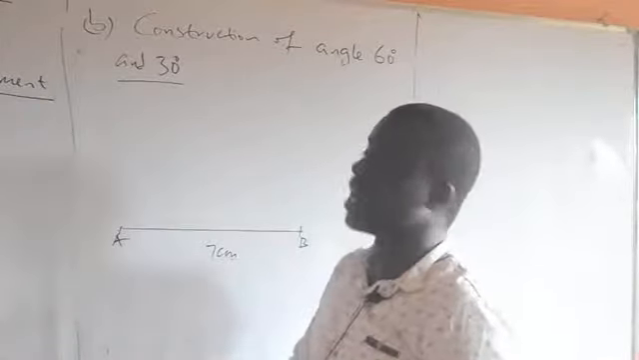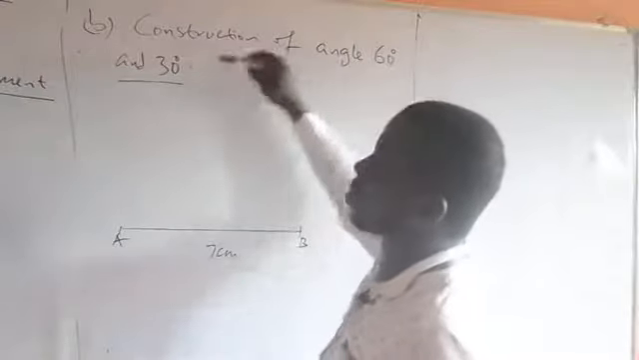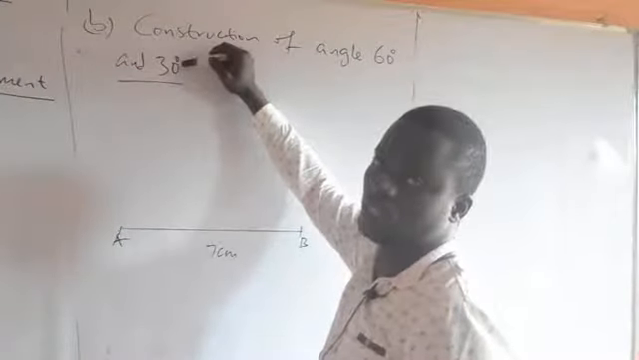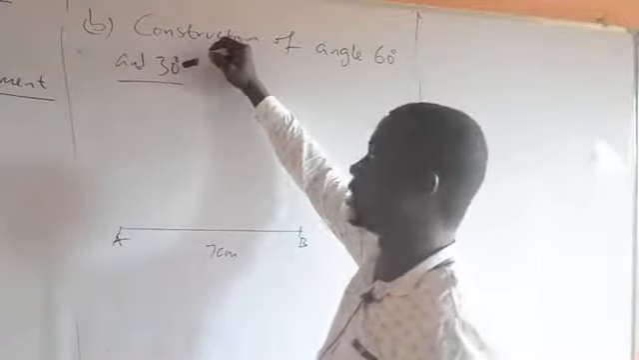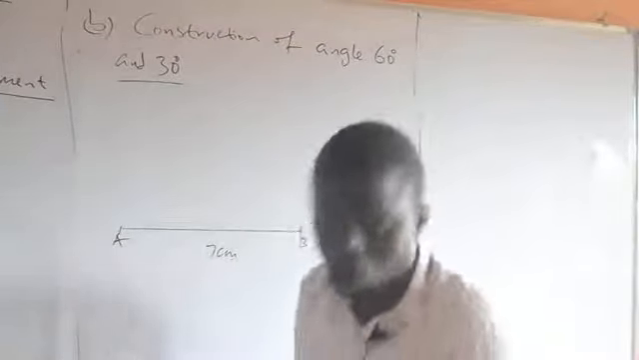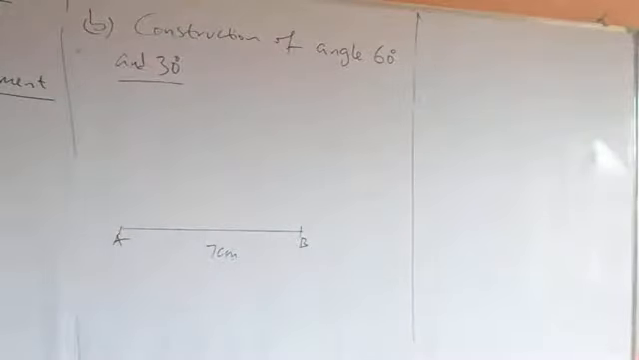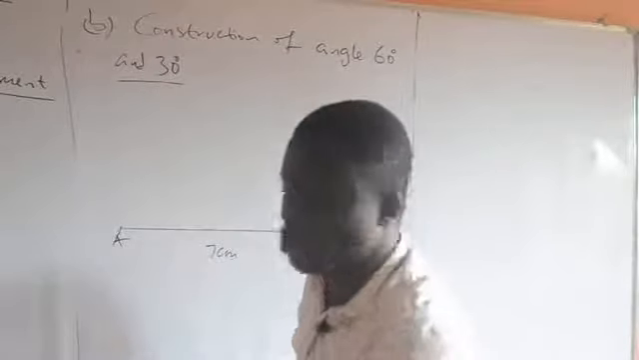We want to construct a 60 degree angle, so that inside 60, we now construct 30. Do you understand? You can't construct 30 degrees straight, you have to construct 60 degrees first. Alright, so what do you now do? Now bring out your pair of compasses. Alright. Are you seeing what I'm doing?